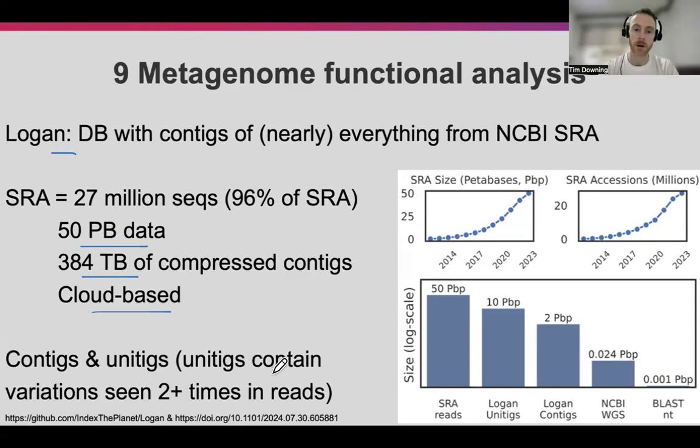And unitigs are variations seen at least twice in the reads. So the contigs are a more defined set and unitigs are a broader set. You see that here the rate of increase in the SRA is very, very large, and the same with the number of accessions, and thus scaling down the amount of context that makes the search possible is very important.